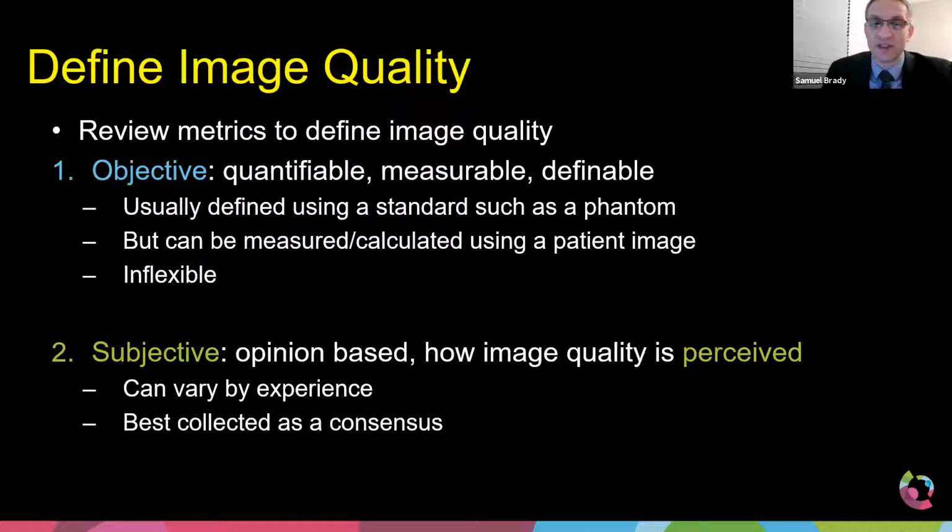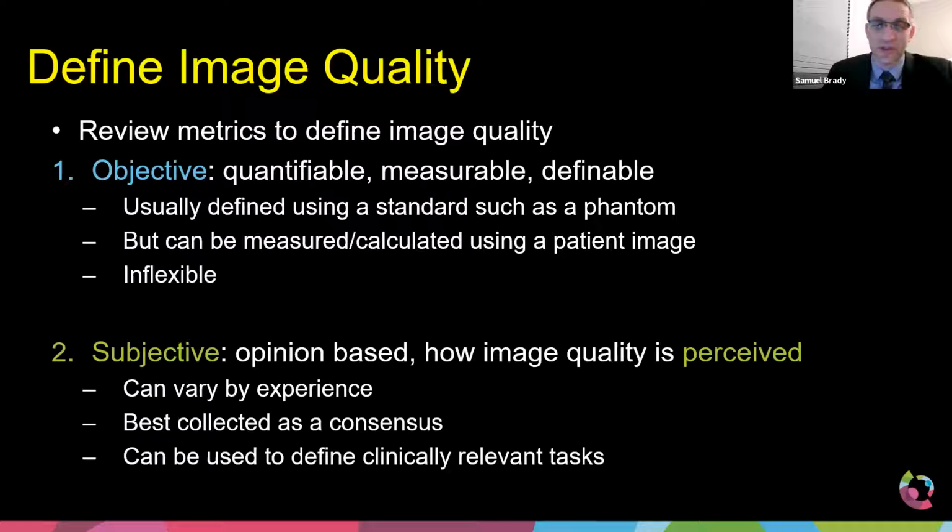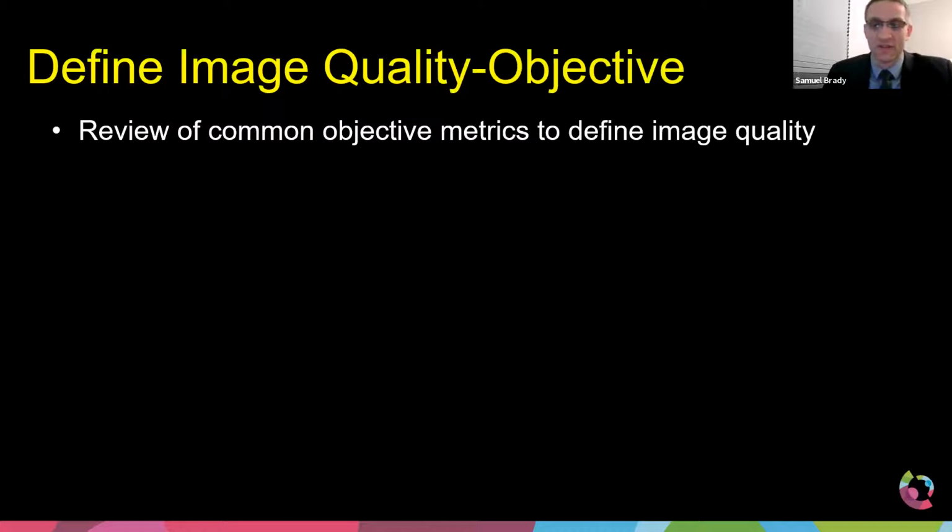And when we do this, oftentimes what we need to do is get a consensus. We need to get multiple individuals, multiple radiologists of different experience levels, so that they can help us define what is good image quality based on their perception. And one of the strengths, and probably the most powerful thing about using a subjective metric, is that we can actually use it to define a clinical task. And once again, we'll describe this as we go along. So let's break this down and go into the details of this.